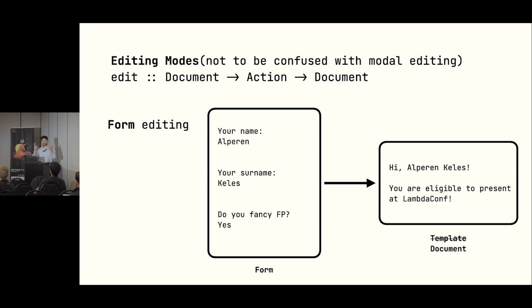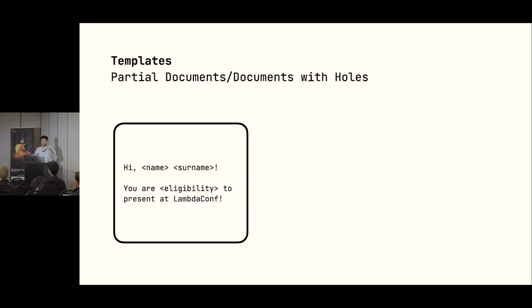So what happened? What changed from the template to the document? And what changed, from my point of view, is that the template is a partial document. It's a document with some holes in it. And when you fill those holes, when you have a full document, when you have a total document, then it becomes a document. And so why am I talking about this here, right? Why is form editing important?